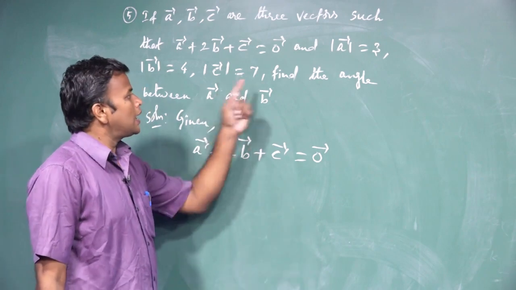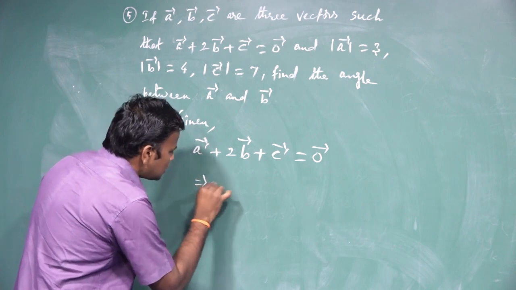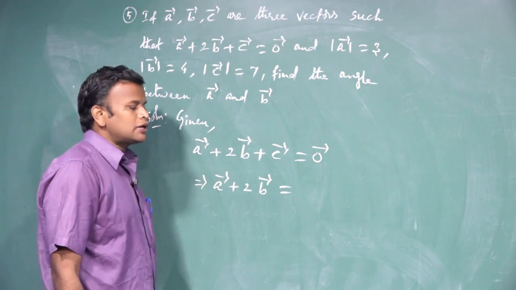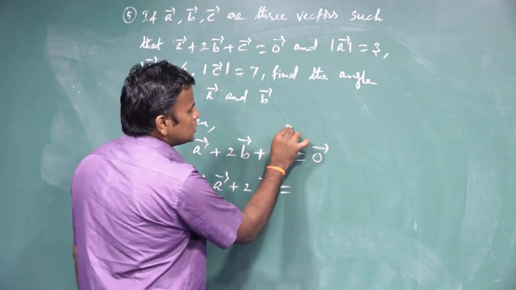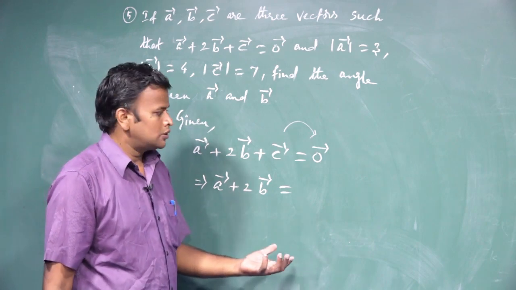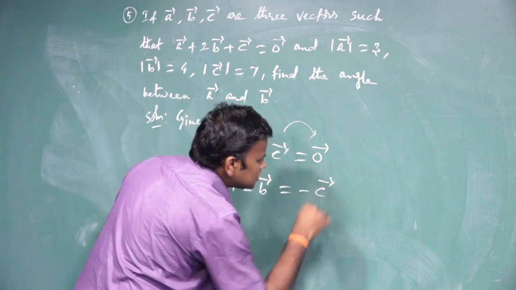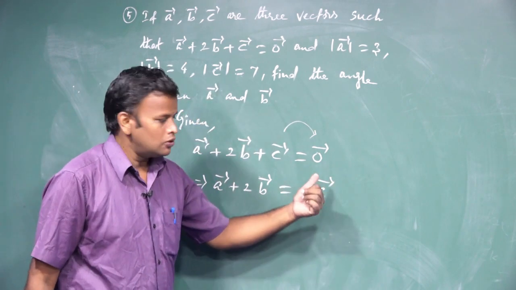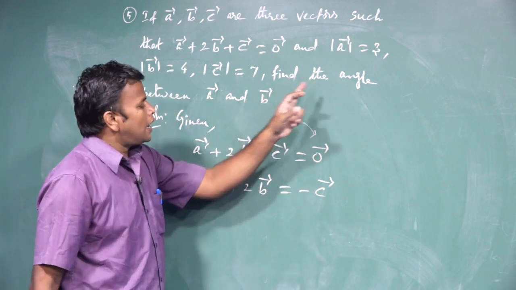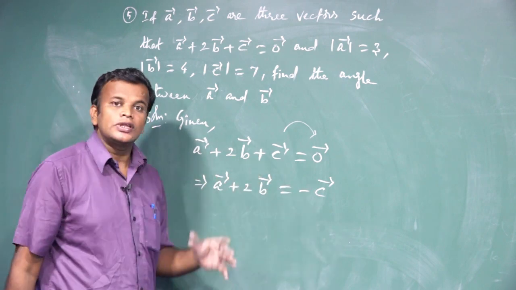Now to find the angle between A vector and B vector, I keep A vector and B vector on one side and the remaining vector goes to the other side. Plus C vector comes to the RHS and becomes minus C vector, since the sum is the 0 vector. We need the angle between these two vectors, and we have the modulus of these vectors.